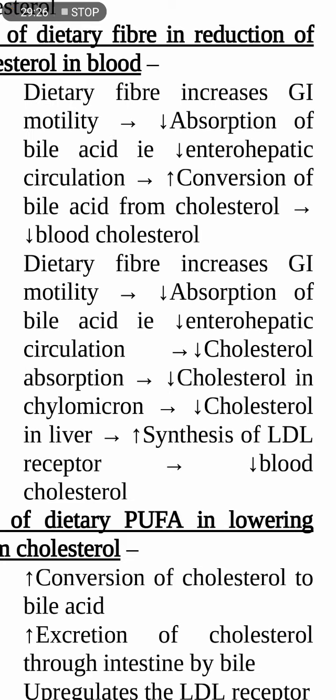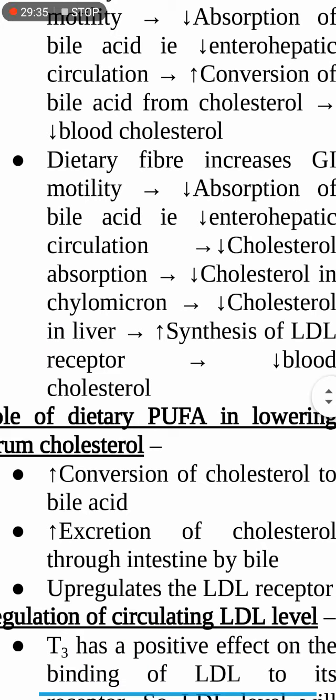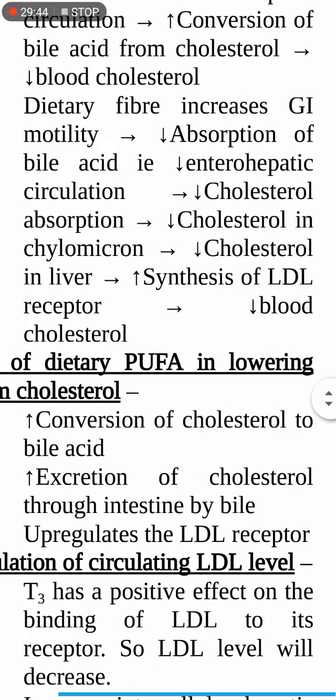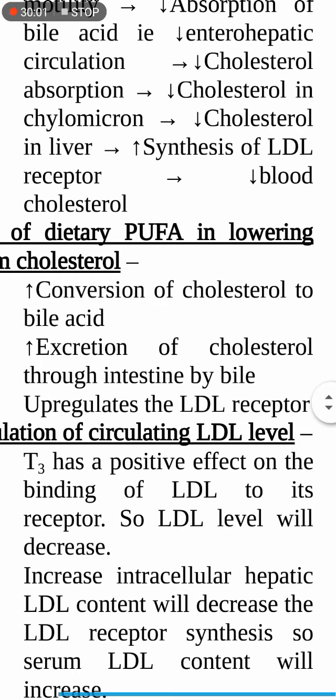Next way of lowering the blood cholesterol level is sufficient intake of PUFA, that means polyunsaturated fatty acid, through the food. How does it help in lowering of blood cholesterol level? By increased conversion of cholesterol to bile acid, by increased excretion of cholesterol through the intestine by bile, and ultimately it helps in upregulation of LDL receptor.